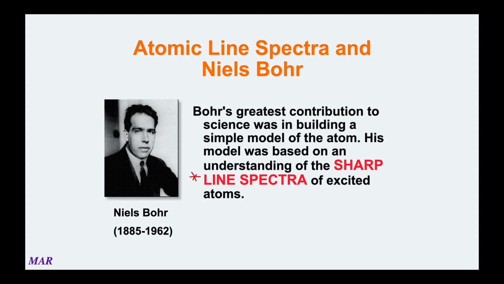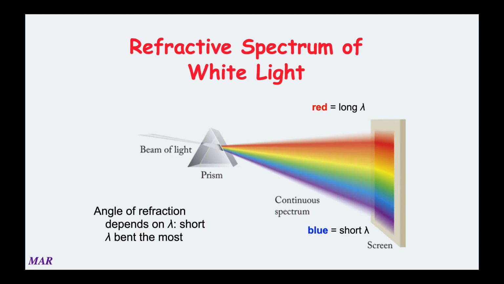So let's talk about what sharp line spectra are, and then we can talk about what Bohr figured out. This is light, like visible light, and it's coming in. If you've ever sent it through a prism, or if you've seen that Pink Floyd album, Dark Side of the Moon, light going through a prism makes a spectrum of colors. White light is actually all colors, basically, and the prism is able to separate it through refraction.